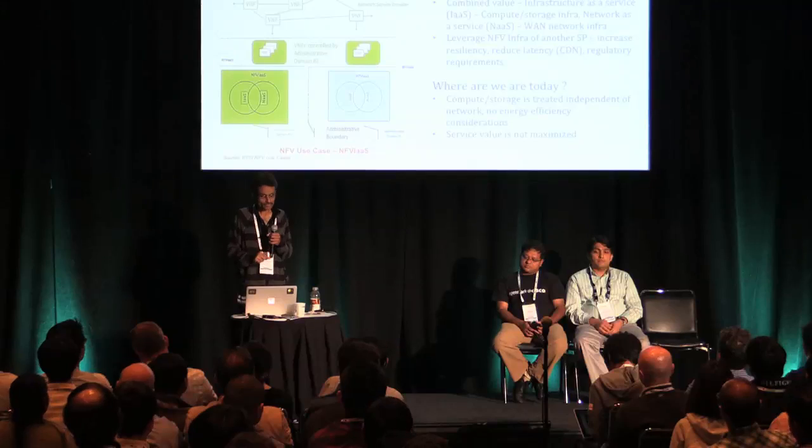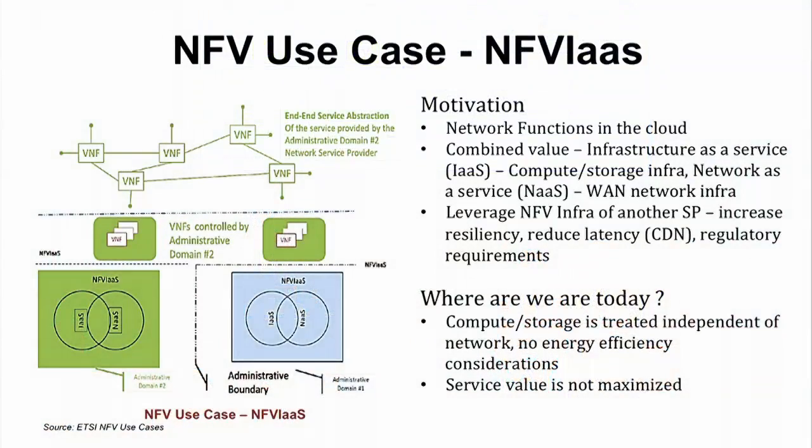If you look at where we are today with such a service, compute and storage are treated independent of network, and there are no energy efficiency considerations. So it's just randomly combining them and calling it NFV IaaS without maximizing the service value, because it's still not anything joint. It's disparate, but combined under a single name.